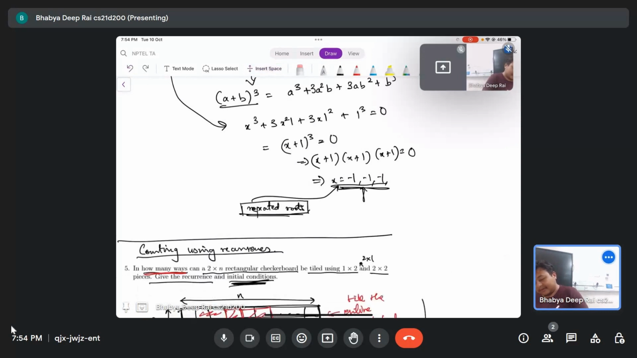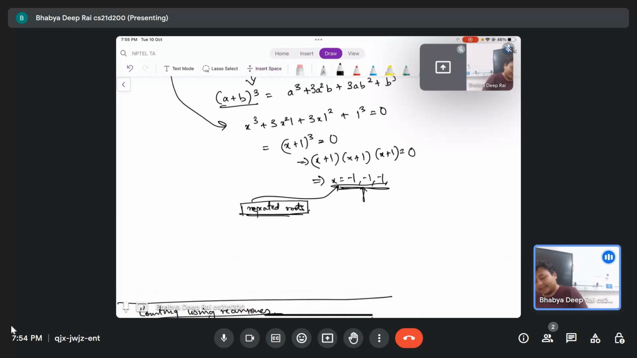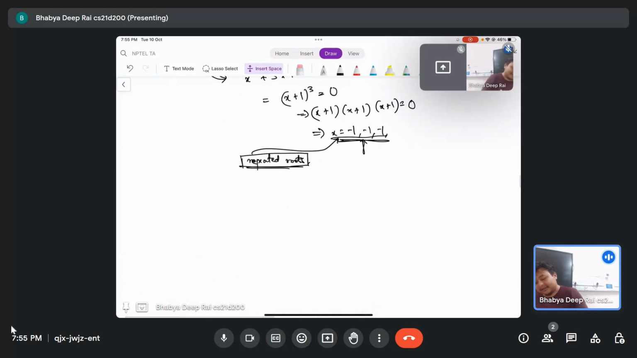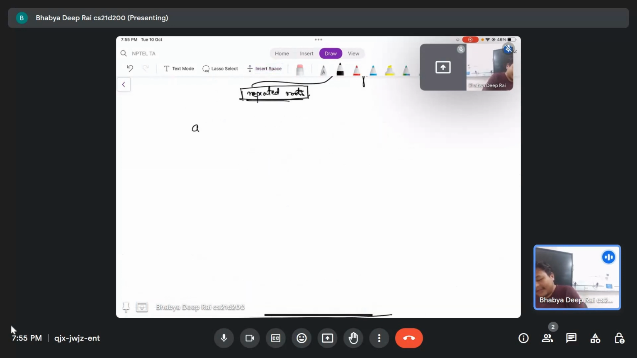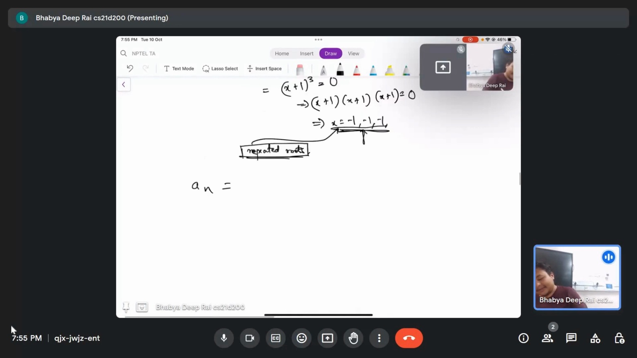So for repeated roots, we follow a similar generalization to the one previously. So an will this time become alpha 1 times minus 1 to the power n, plus alpha 2 times n times minus 1 to the power n, plus alpha 3 times n square times minus 1 to the power n. Now the remaining procedure is the same.